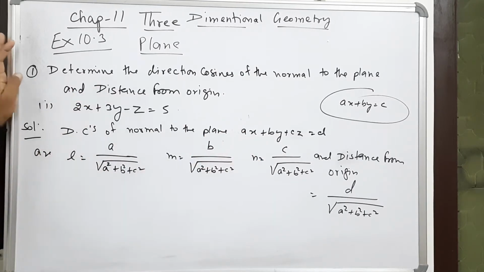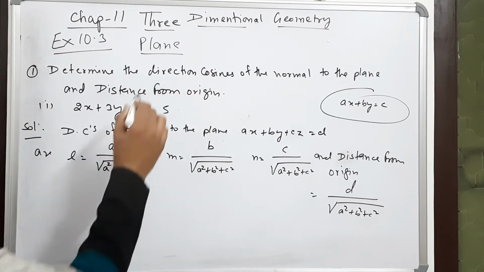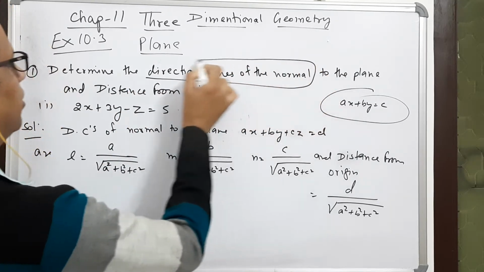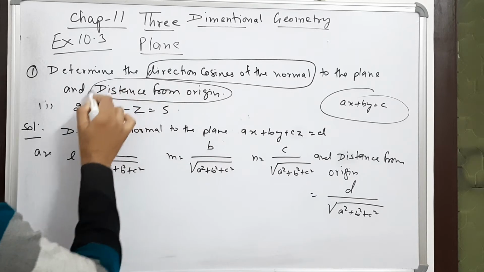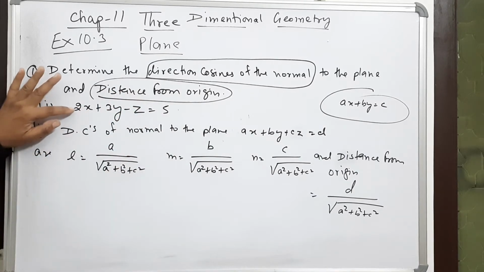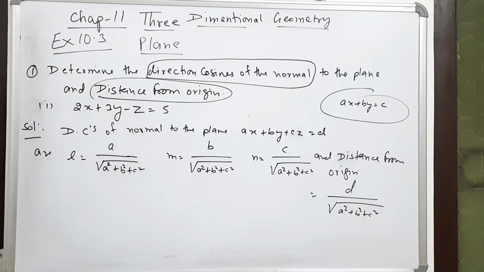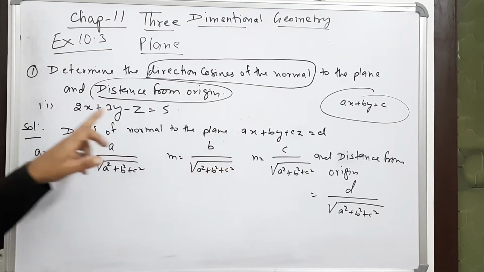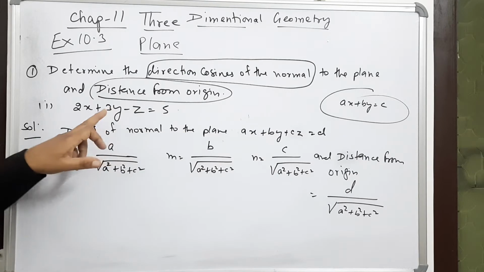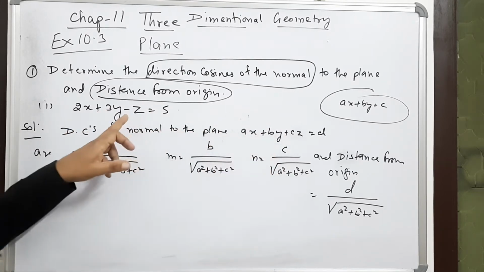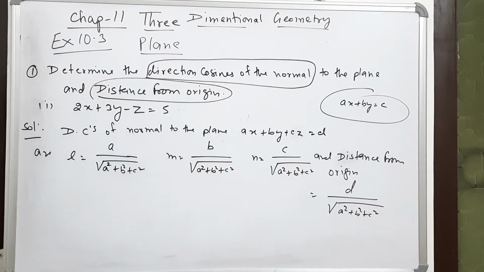What do we have to find in this particular problem? Determine the direction cosines of the normal to the plane and the distance from the origin. Say this is the equation of the plane: 2x plus 3y minus z equals 5. In this, the value of a is 2, the value of b is 3, the value of c is minus 1 and the value of d is 5.